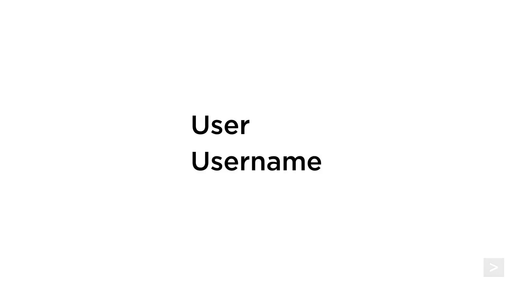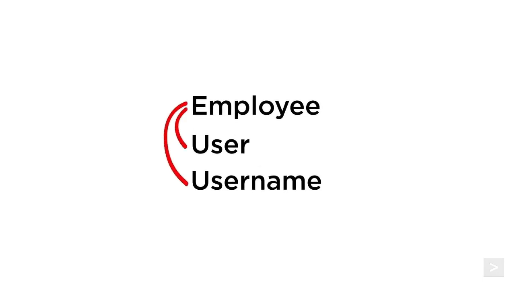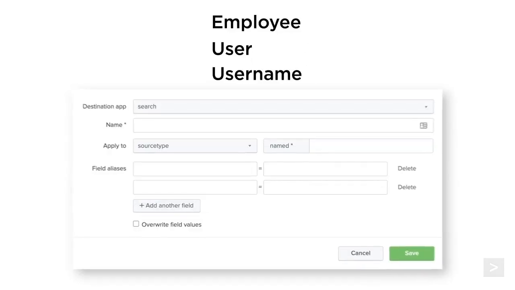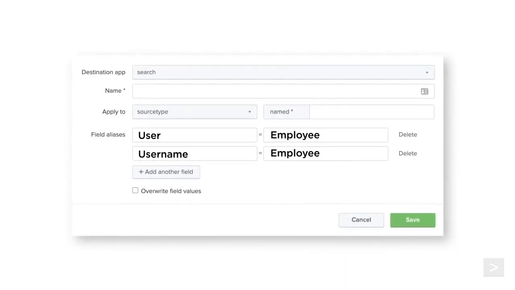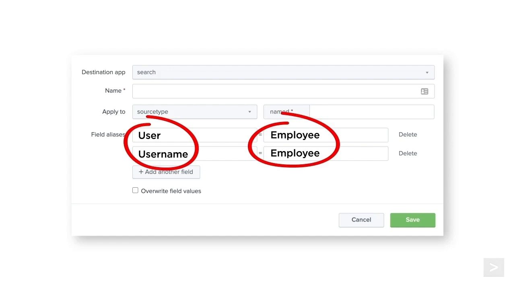Field aliases allow you to assign alternate names to fields in your data. If you have fields from multiple source types, such as user and username, that all contain similar values, you can create a field alias so that the similar values are grouped together. This allows you to search for all values at once in the shared field alias. Field aliases do not replace or remove the original field name, so you can search your data using either the original name or its alias.